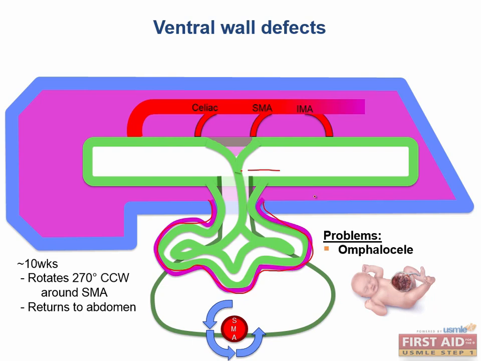You'd think that at least having some bowel covering would be better than none at all, but actually, omphaloceles are usually associated with trisomies or other developmental syndromes that make these kids' prognosis pretty terrible.